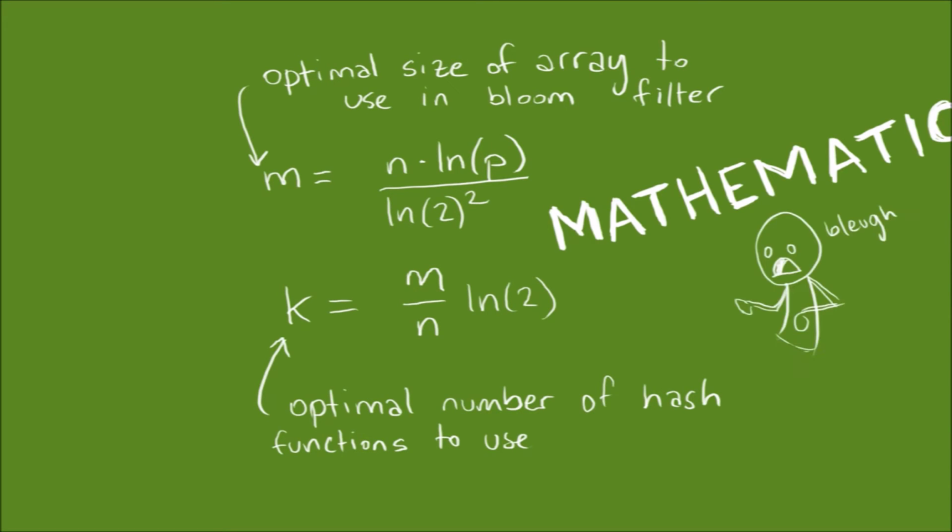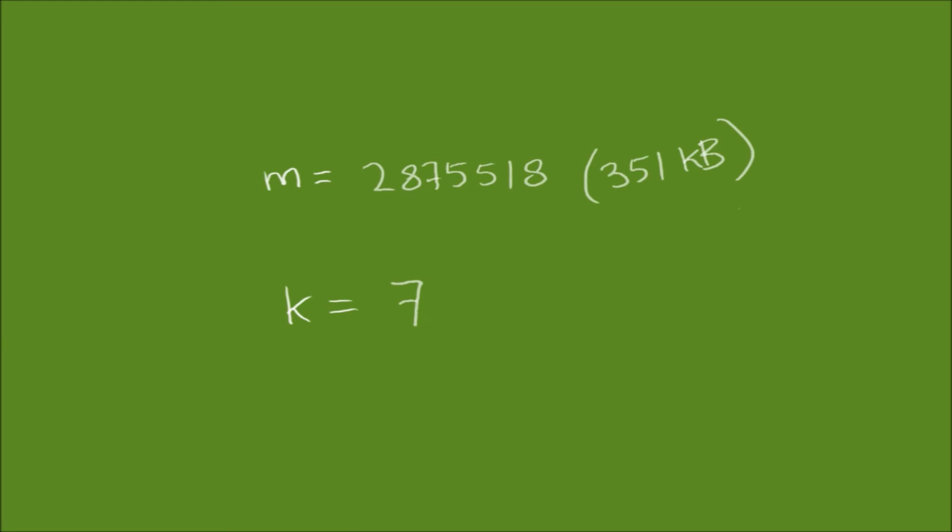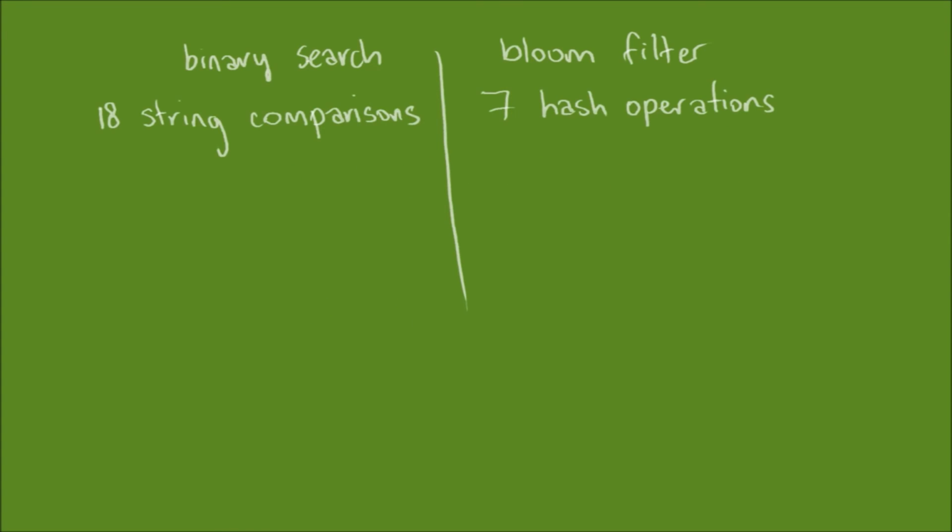If we hit up a bloom filter calculator and tell it we have 300,000 entries in our Oxford Dictionary and we're only willing to accept a false positive 1% of the time, it tells us that we need 7 different hash functions and 351 kilobytes of space. That saved us a lot of computation time and space.